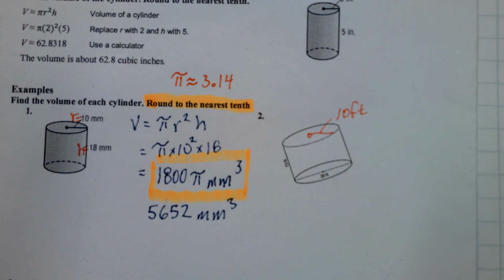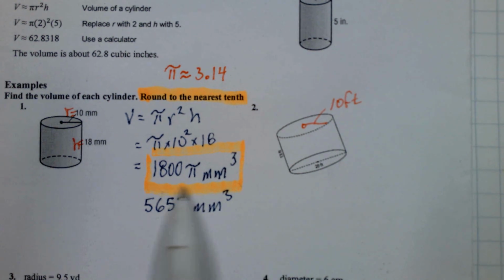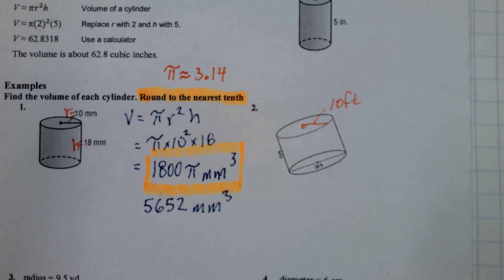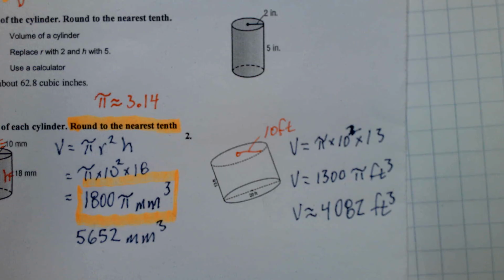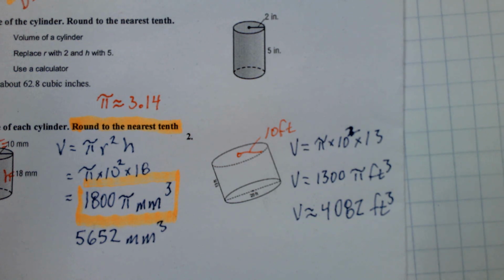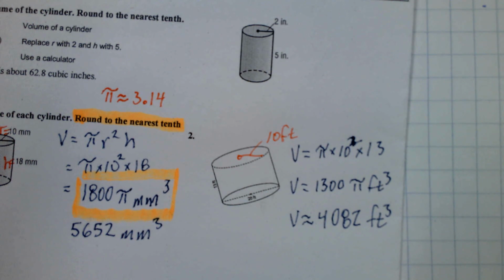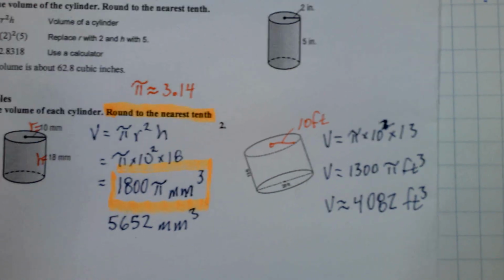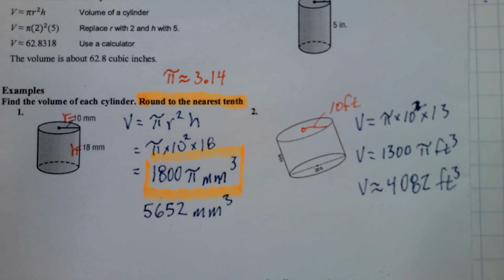So go ahead and work that out. Try it out. Leave an answer in terms of pi first, and then convert it by using 3.14. Check with what I did. I got 4,082, and then 1,300 pi. Okay.